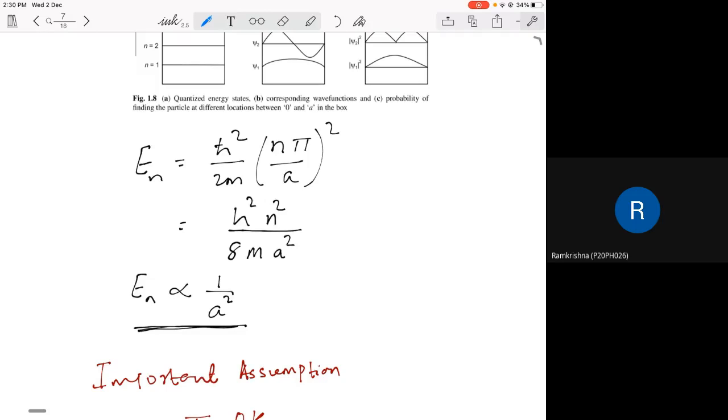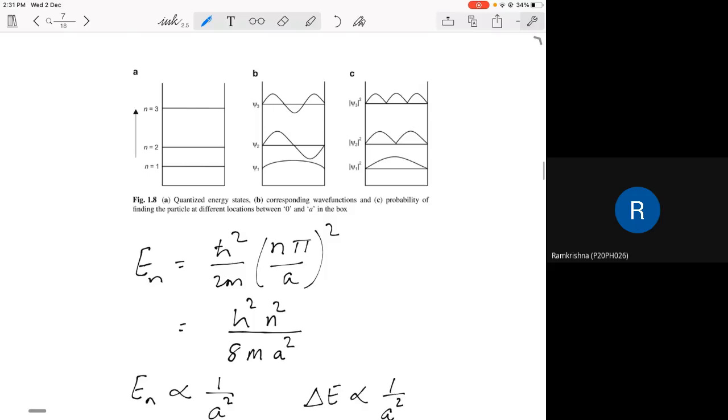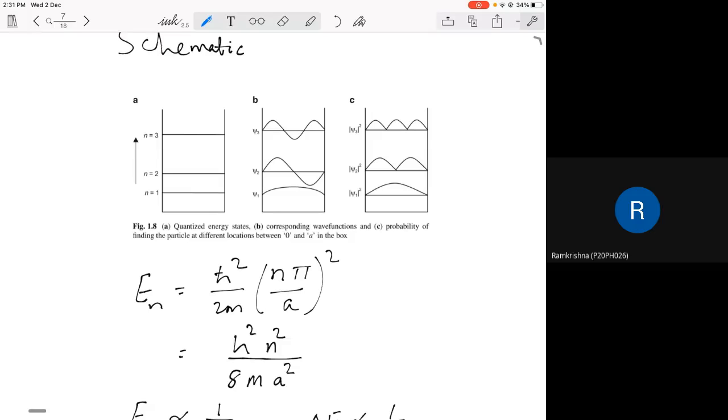Normally, if you calculate the energy difference as well, this will also be proportional to 1 by a square. So that means the energy difference between the ground state and the excited state. These are our n equal to 1, n equal to 2, n equal to 3. So n equal to 1 is your ground state, and then n equal to 2, 3 are your excited states.